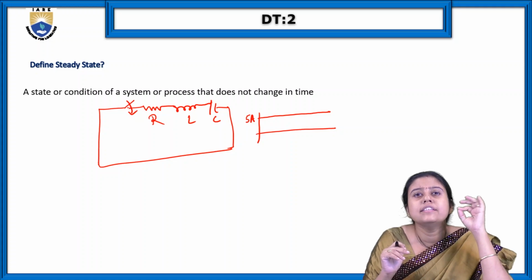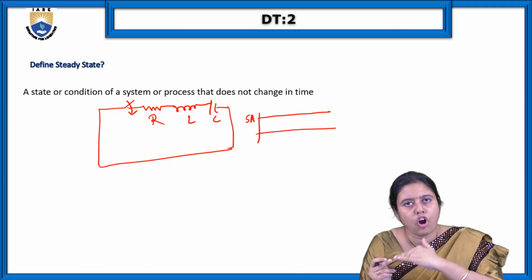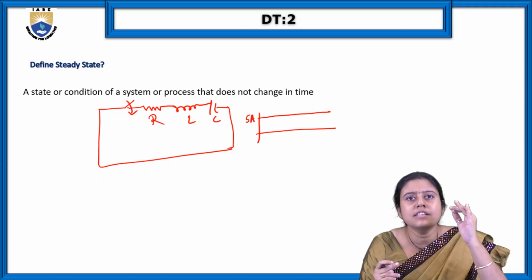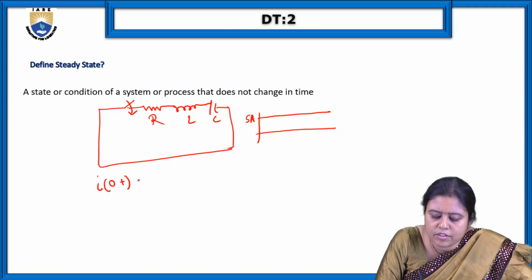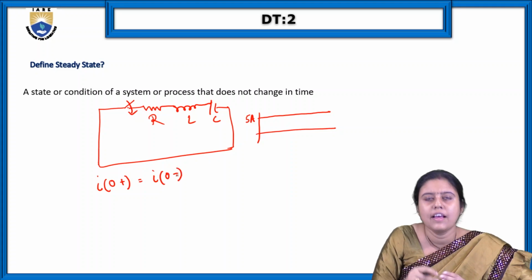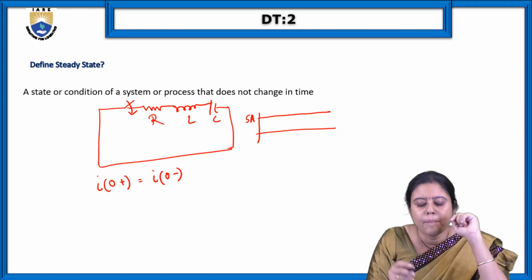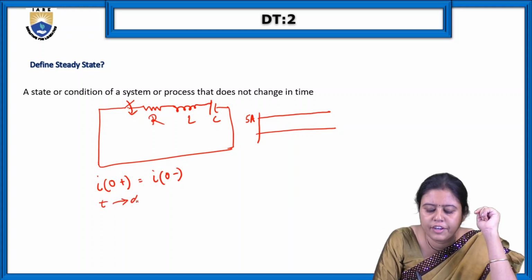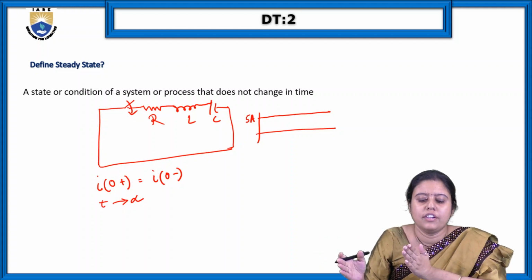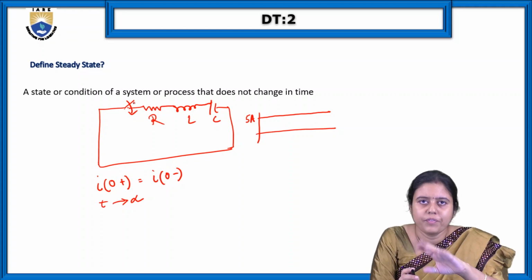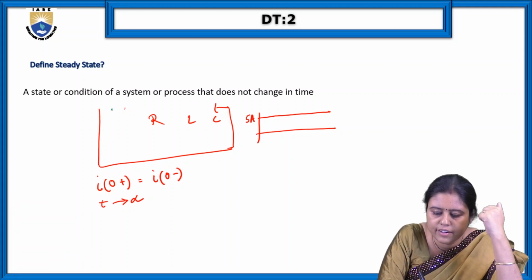Remember one thing, just after switching, switching means switch off or switch on, just after switching means I0 plus or I0 minus, we will get the transient response. But if the time tends to infinity, meaning after a long time, it will be in a fixed condition. Say the switch is closed. Again I am giving one more example. I am taking another color so that you can understand.